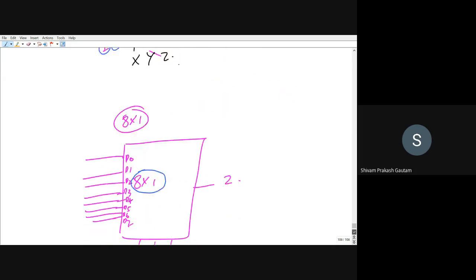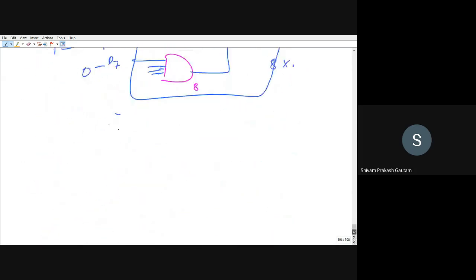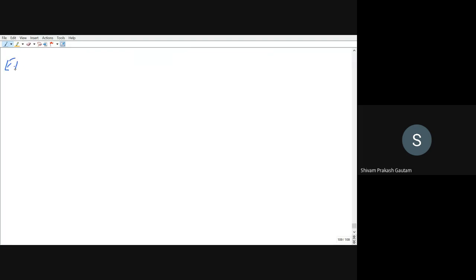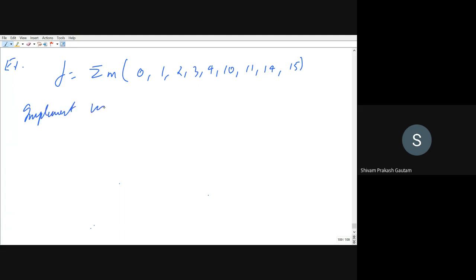Last problem we will be seeing, last example. Again a function has been provided to you. The minterms provided are 0, 1, 2, 3, 4, 10, 11, 14, 15. And what has been asked in the problem is: implement using 3 select inputs, or 8 cross 1 mux.